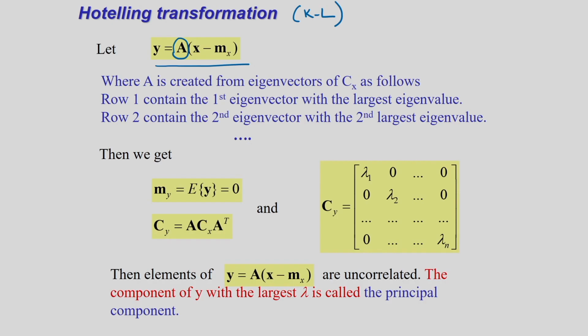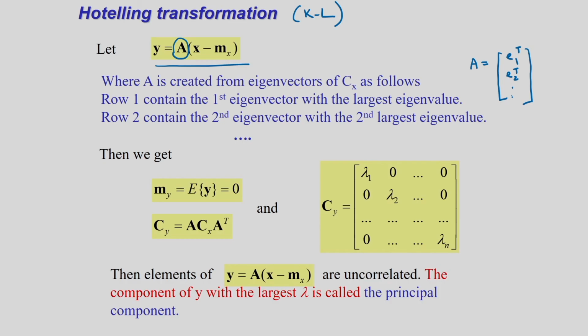Row number 1 contains the first eigenvector, with the largest eigenvalue. So this is the first row of the transformation matrix. What about the second row? Row 2 contains the second eigenvector, with the second largest eigenvalue. So like this, u1 transpose, the first eigenvector, the second eigenvector, like this I can determine the transformation matrix.